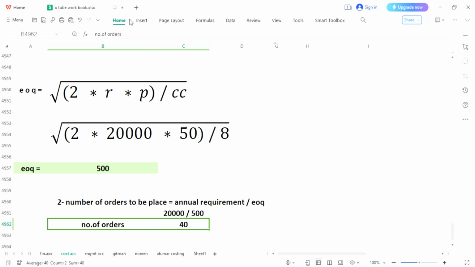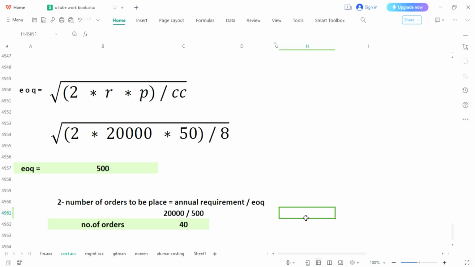We will now see what is next, and kindly note it down. How did we calculate the number of orders? The second part has been calculated. Annual requirement means R, and R was divided by EOQ.